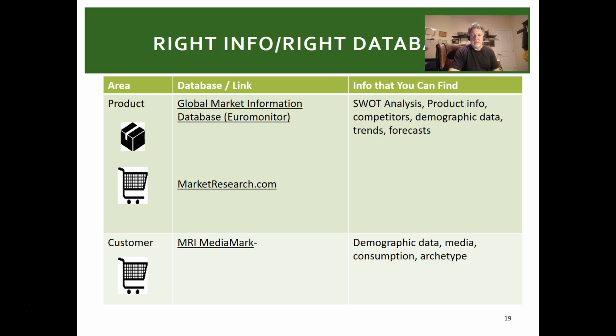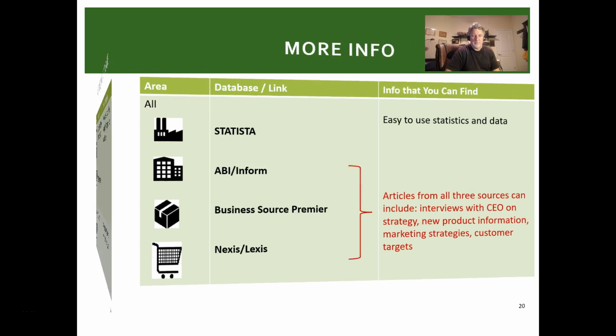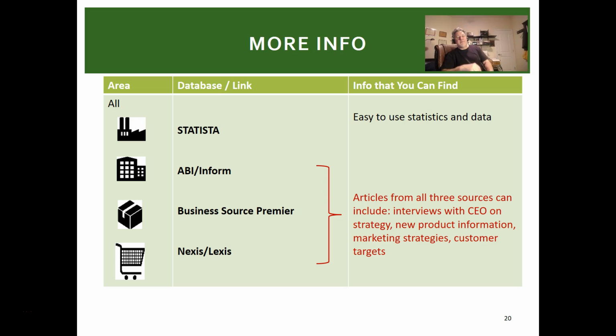Okay, and that gets to the customer-specific information. So some further information that you may wish to think about and use, as Mark has talked about, is Statista. And there you can use quotes to get specific. I believe you can still use Boolean logic as well. And ABI Inform, which Mark had shared as well. And this gives you articles, okay? And you have Business Source Premier next. But you get articles, interviews with CEOs and strategy, new product information, market strategy, and customer targets.